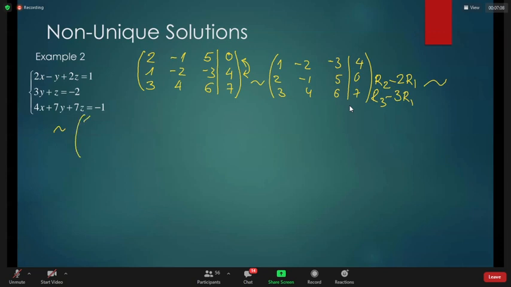And so I have 1, minus 2, minus 3, 4. Now I have 0. Minus 2 times minus 2 is 4. 4 minus 1 is 3. Minus 3 times minus 2 is 6. Added to 5 is 11. And 4 times minus 2 is minus 8. Minus 8 added to 0 is minus 8.